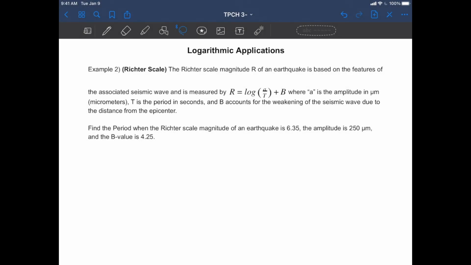Okay, let's look at another example, the Richter scale. The Richter scale magnitude R of an earthquake is based on the features of the associated seismic wave and is measured by the equation R equals log of A over T plus B, where A is the amplitude in micrometers, T is the period in seconds, and B accounts for the weakening of the seismic wave due to the distance from the epicenter. Find the period when the Richter scale magnitude of an earthquake is 6.35, the amplitude is 250 micrometers, and the B value is 4.25.